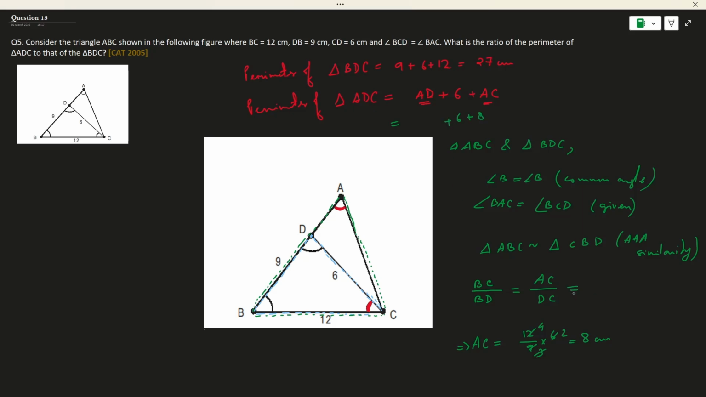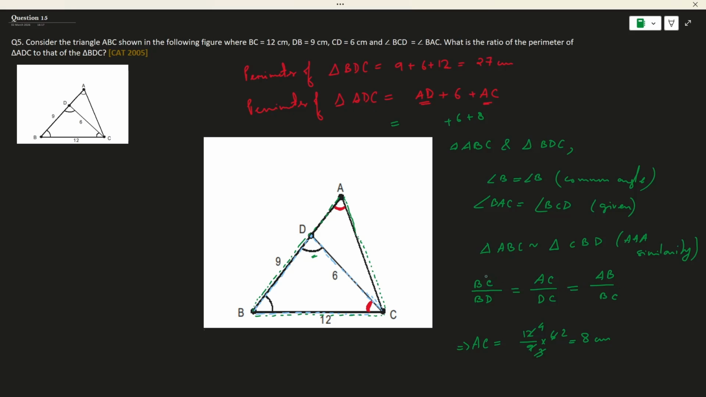Can I find AD from here? What is the side opposite to this angle? I have BC, so BC will be here. I have written BC here. I have also written AC. So I am left with AB.